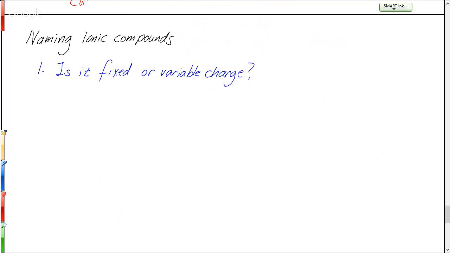How do we figure that out? Oh, I'm sorry, I should be more specific here. So we've got a compound, we want to figure out what to call it. We first need to ask, is the metal a fixed or variable charge? What does that mean? How do we tell that?